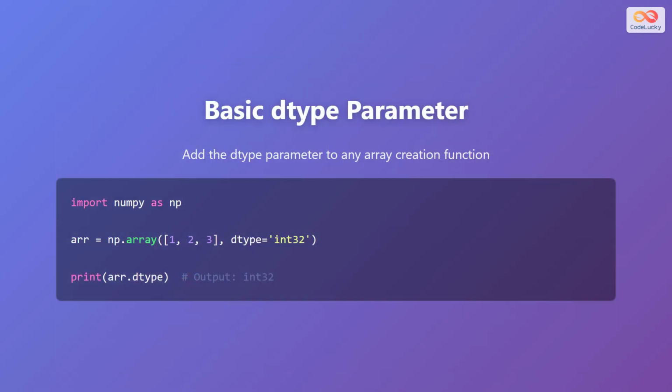The basic syntax for specifying a data type is straightforward. You simply add the dtype parameter to any array creation function. For example, when creating an array with the array function, you pass dtype equals a string representing your desired type, such as int32. After creating the array, you can verify its data type by accessing the dtype attribute. This will confirm that your array is storing values as 32-bit integers rather than NumPy's default type.